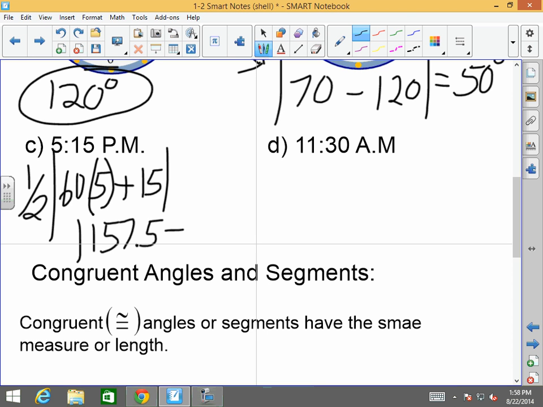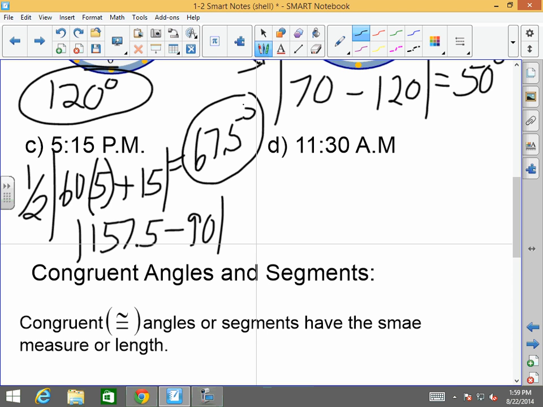Minus the degree total of the minute hand. If it's at 15 minutes, guys, how many degrees is that? Remember, every 5 minutes is 30 degrees. 90. So 157.5 minus 90 in absolute value will equal 67.5 degrees. That's exactly perfect. Excellent job.